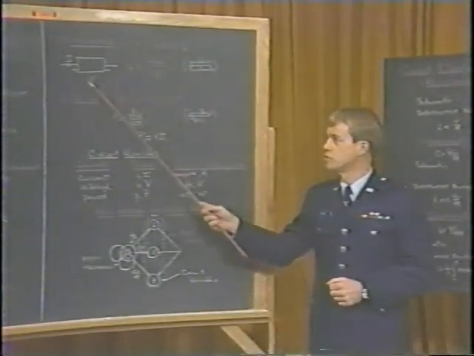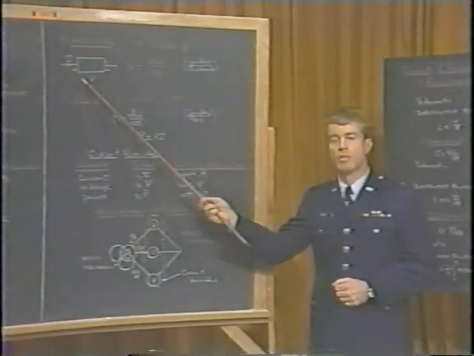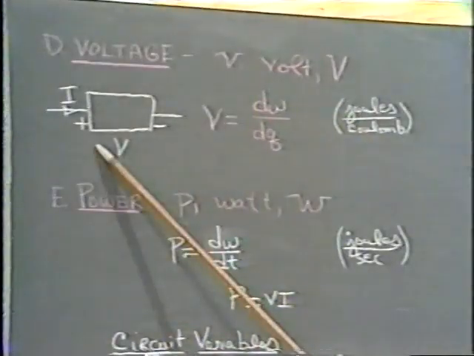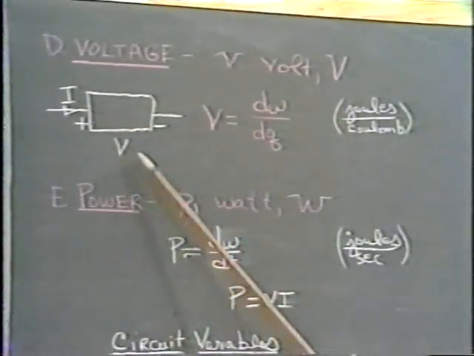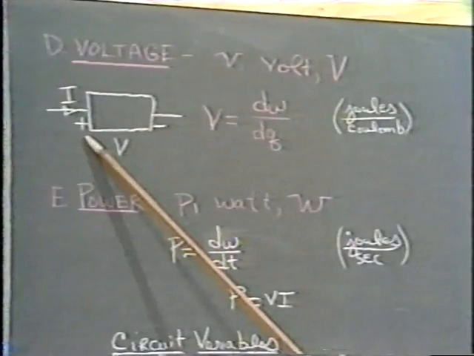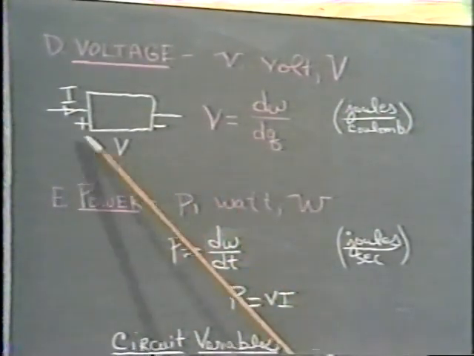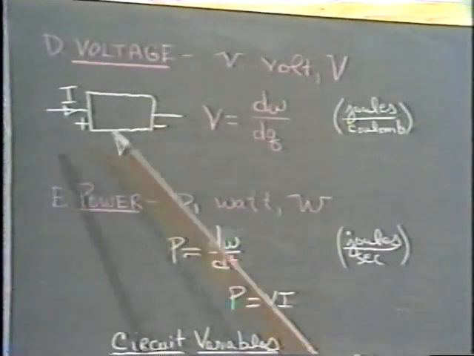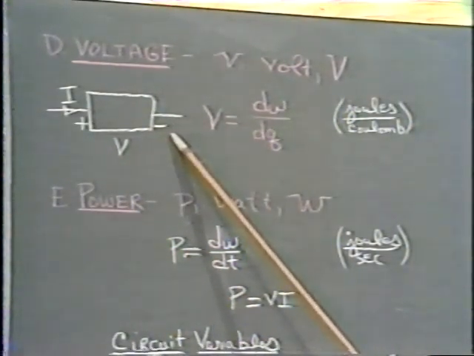Now also, just like current, which has a direction, voltage has a polarity, which must agree with the current direction. We have one side which is at a higher potential than the other side of a device, and that is given a positive sign. The lower potential side is given a negative sign to it.